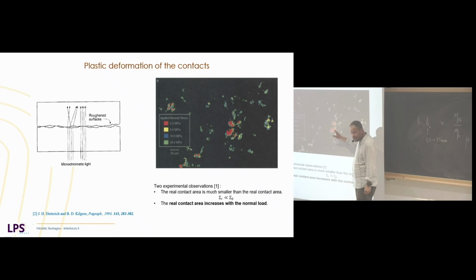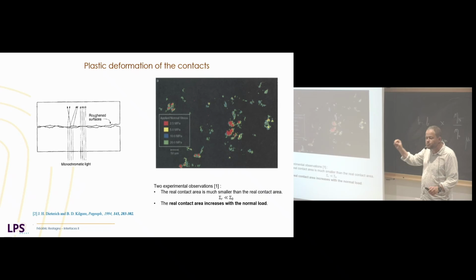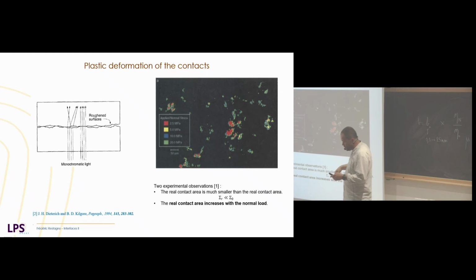So the apparent contact area is the same, but the real contact area increases normally proportionally to the normal load. So I will try in the last 10 minutes to give you two different mechanisms which will allow you to understand why this real contact area is proportional to the normal load. And the first one is due to Tabor.